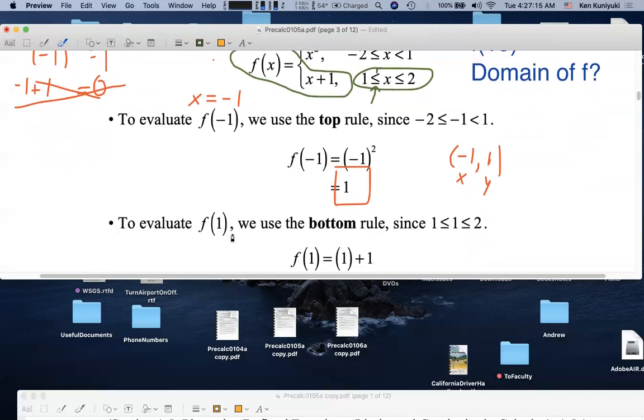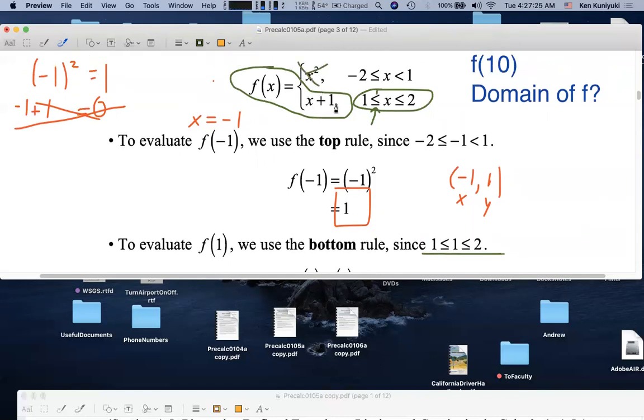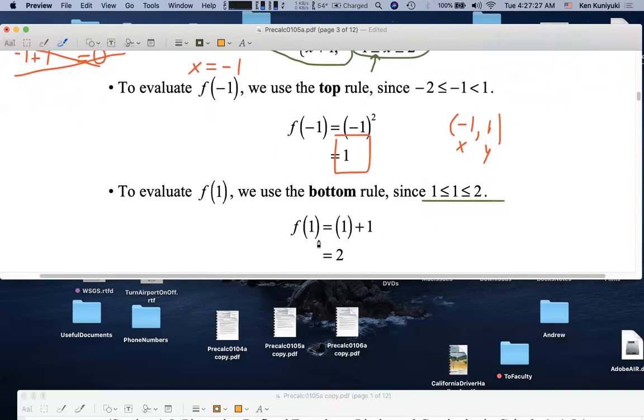So to evaluate f of 1, we use the bottom rule because 1 is just barely in the subdomain on the bottom. So we use the rule f of x equals x plus 1. The x squared rule has nothing to do with this. F of 1 equals 1 plus 1. F of 1 turns out to be 2. Box that in, that's it. That's the value of f of 1.